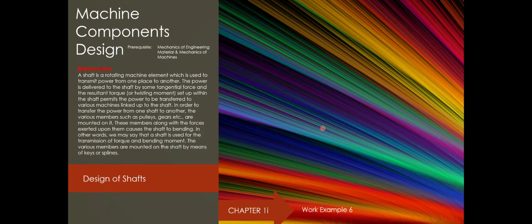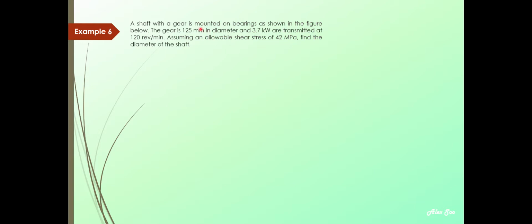Now, here we are looking into further examples of the design of shaft due to the combination of bending and twisting. So now here we have a question. A shaft with a gear is mounted on bearings as shown in the figure below. The gear is 125 mm in diameter, or the pitch circle diameter of the gear is 125 mm, and 3.7 kilowatt of power is transmitted at a speed of 120 revolutions per minute, assuming an allowable shear stress of 42 megapascal.